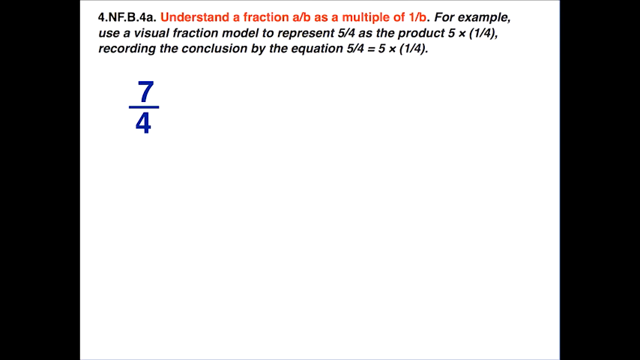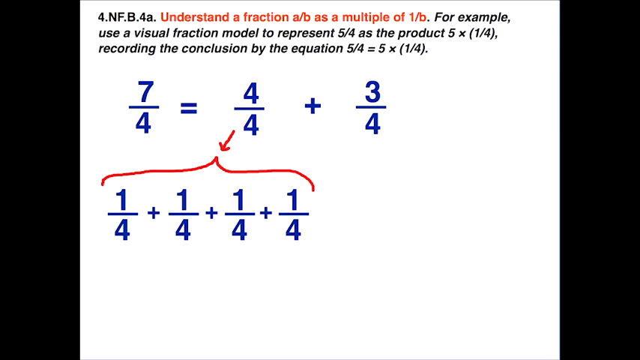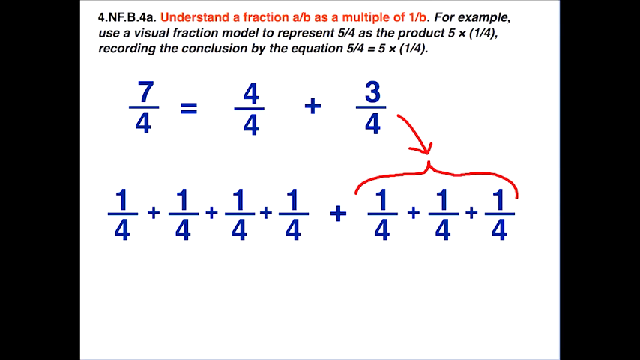Now let's focus on the first part of this standard that deals with understanding a fraction a over b as a multiple of 1 over b. So let's use 7 over 4, and let's break it up into 1 plus 3/4. Now let's change the 1 to 4 over 4. We don't want to just look at the numeric symbolism, so let's do some representation here. Let's split it up. The 4 over 4 will be 1/4 plus 1/4 plus 1/4 plus 1/4, which goes back and connects to that first statement in the standard.